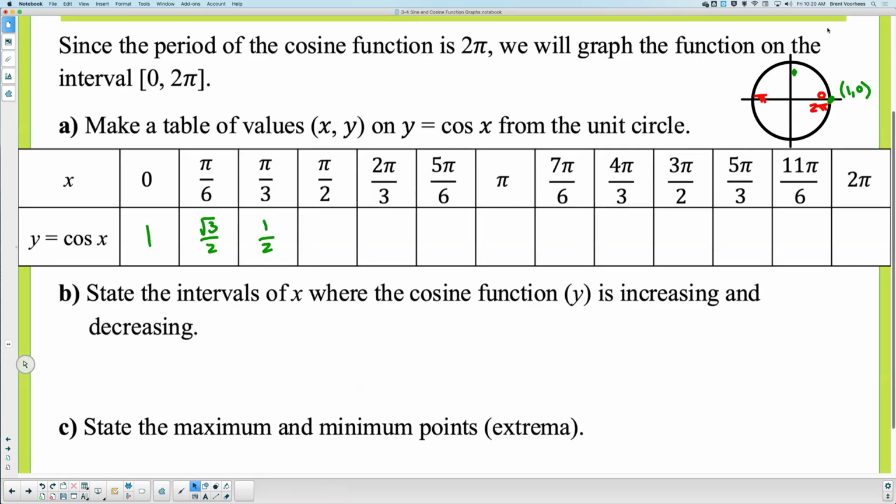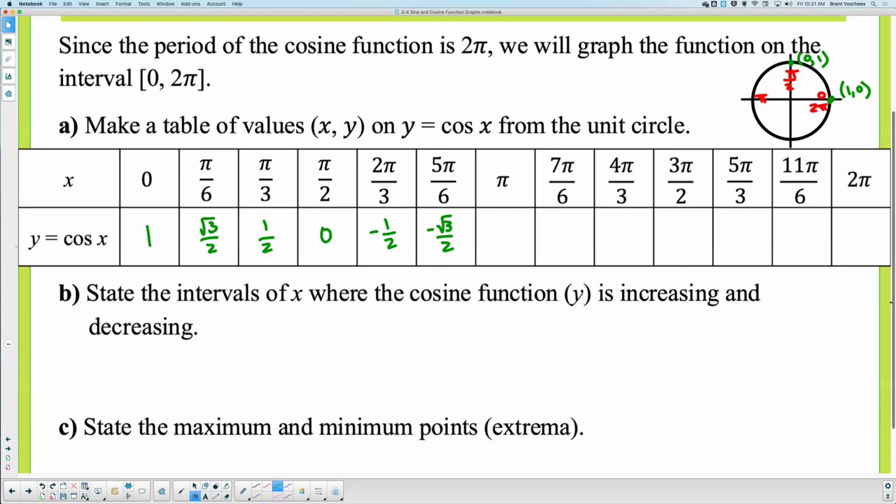At pi/2, what is the cosine at pi/2? Here's pi/2 right there. What's the x value on that spot? 0. That's correct. The x value is 0 because it's on the y-axis. So this one's going to be a 0. 2 pi/3. Now we're on the left side. What happens on the left side? Negative. We're going to have a negative 1/2. When you reduce that, that would be a negative square root of 1/2. The next one will be negative square root 3/2.